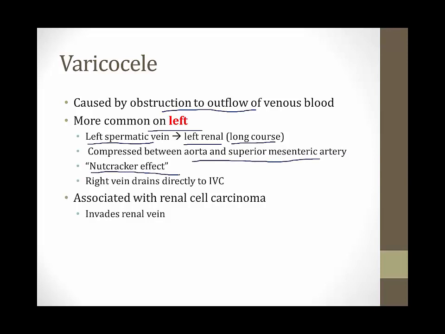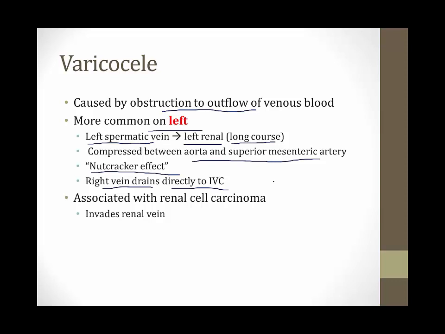In particular, the left renal vein can be compressed between the aorta and the superior mesenteric artery. This is called the nutcracker effect, and this can lead to high pressure behind the obstruction, and that sets the left side up for development of a varicocele. On the right side, in contrast, venous blood drains directly into the IVC, and there is no nutcracker effect. Therefore, right-sided varicoceles are much less common.